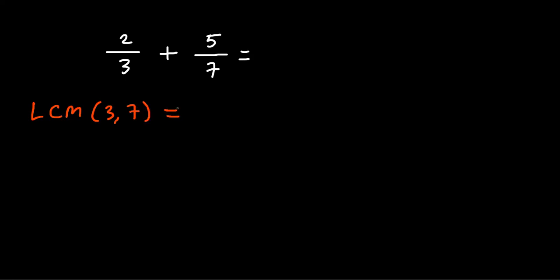Now, what about if the denominators aren't the same? So for example, let's say you wanted to add 2 over 3 and 5 over 7. You start by finding the lowest common multiple of the denominators. So you find the LCM of 3 and 7. So that's 21.